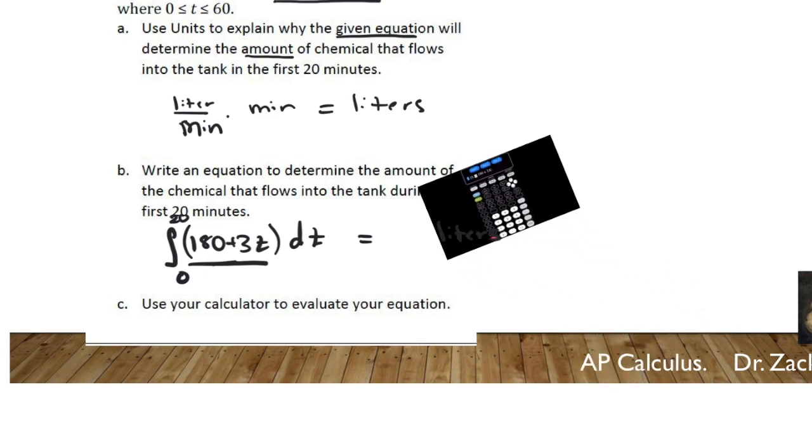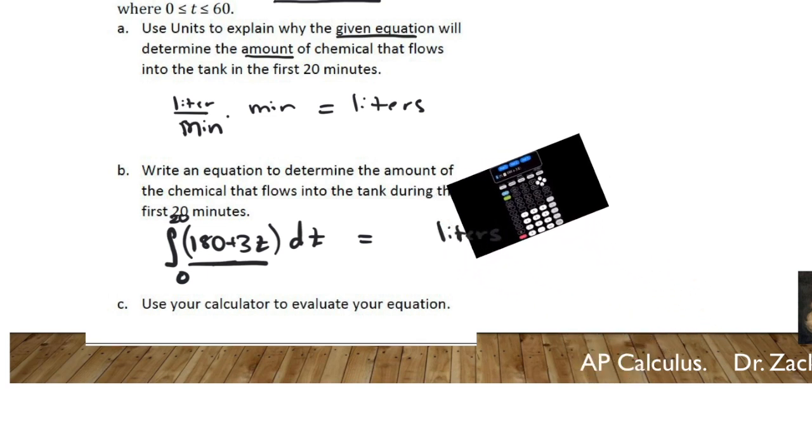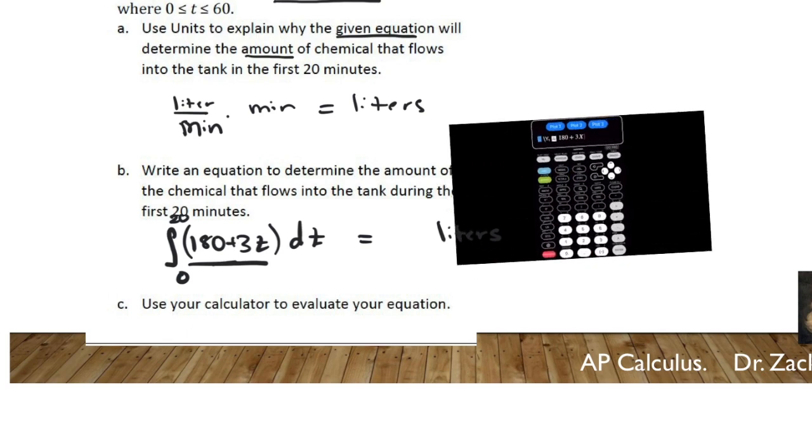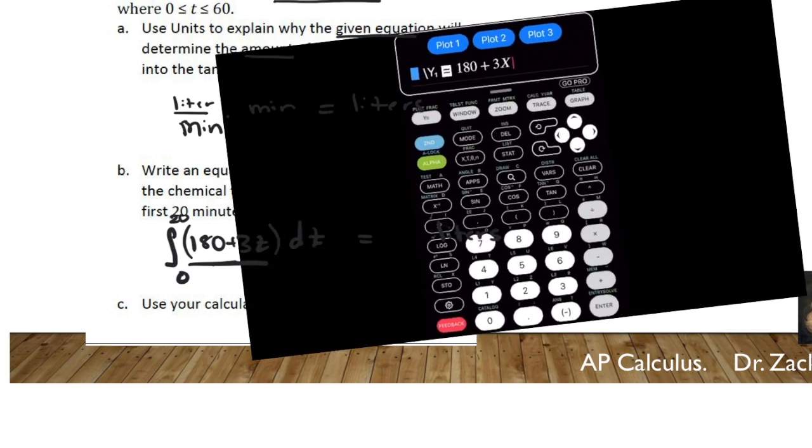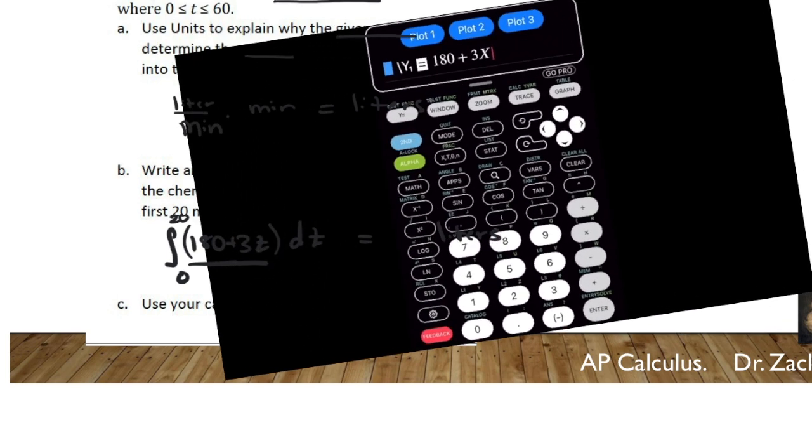All right, so next I'd like us to use our calculators to evaluate integrals. Your calculator will do that for us. So get your calculator out, type in y1 equals 180 plus 3t. Once you have that, go to your home screen, and on the home screen we're going to put an integral sign. Hit math, scroll down until you see function integral, click on that one, type in your endpoints 0 to 20.